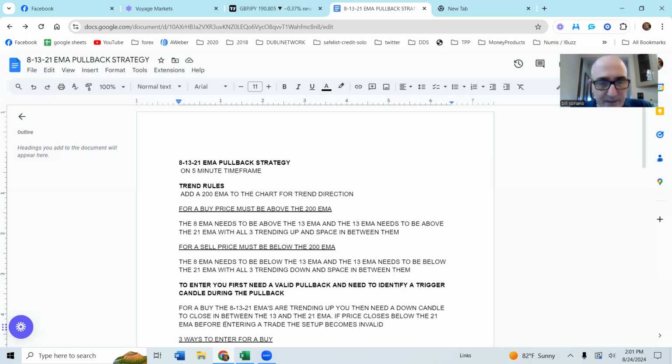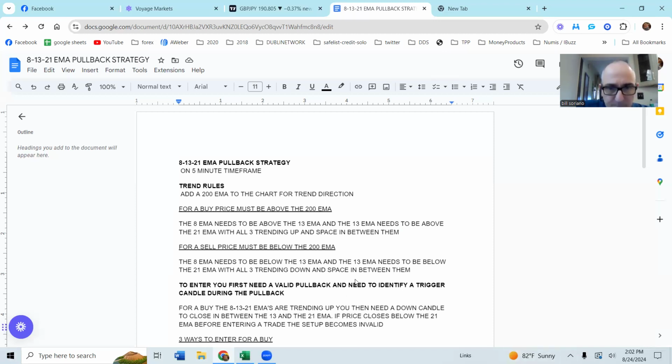We need a down candle to close in between the 13 and the 21. That's why we're using these three moving averages, 8, 13, 21, and I'm going to show you this in a second on the charts. But if price closes below the 21 EMA at any time before taking the trade, then that particular setup becomes invalid.